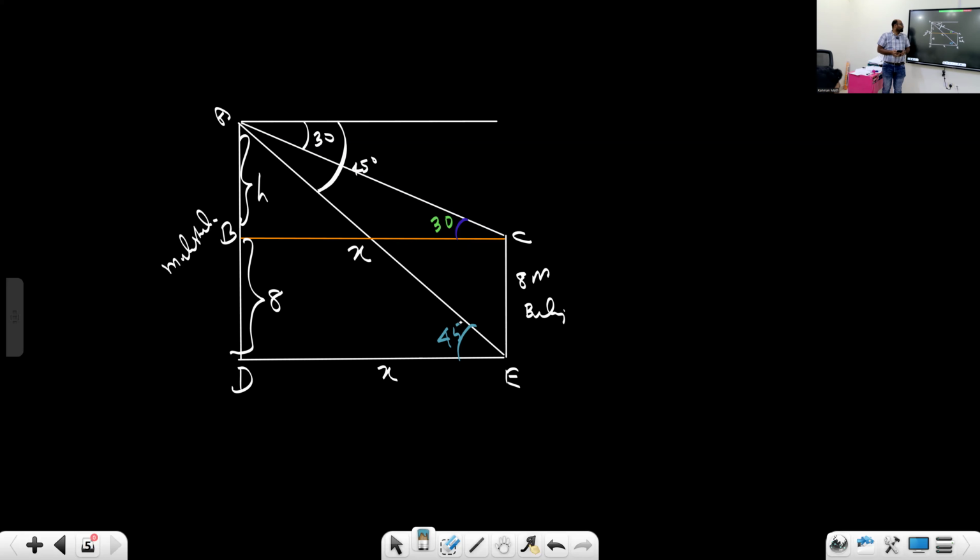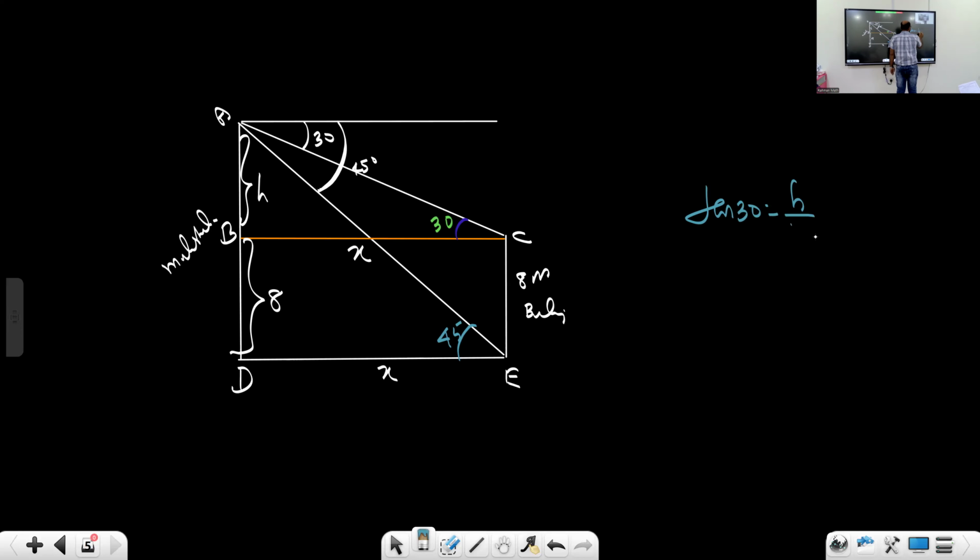Are you ready? In triangle ABC, tell me which angle is there in ABC? 30. Please proceed. In triangle ABC, tan 30 equal to H by X. Tan 30, calculation will be a little difficult. Tan 30 is 1 by root 3.